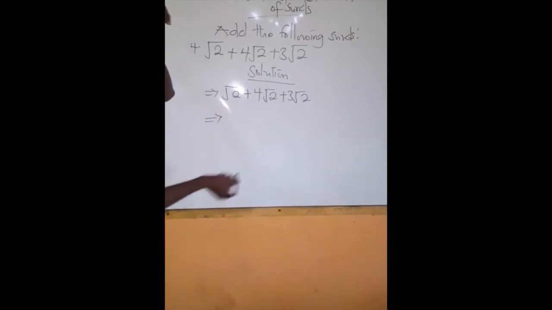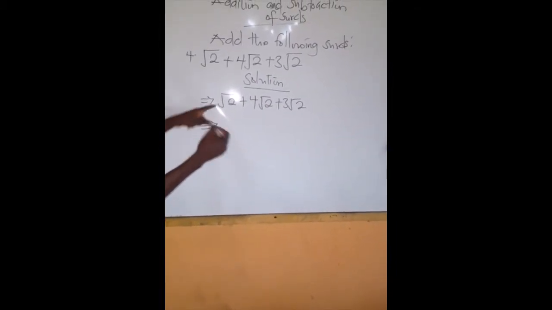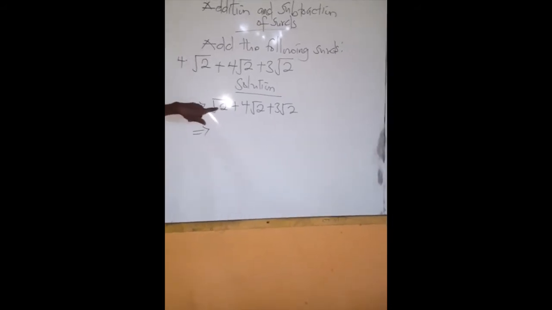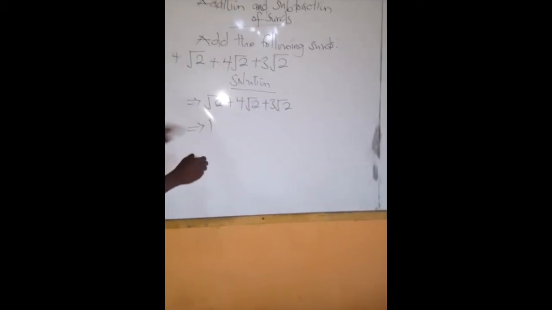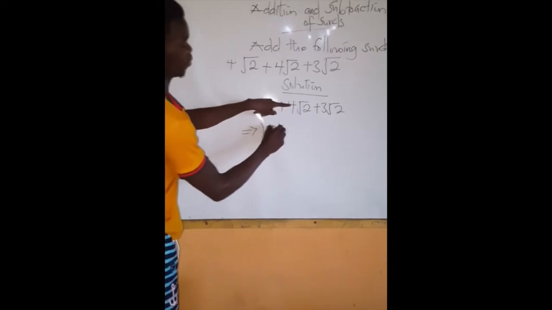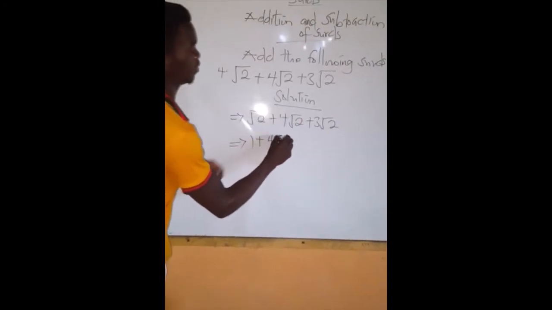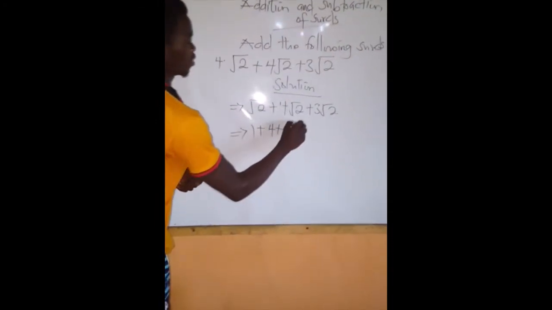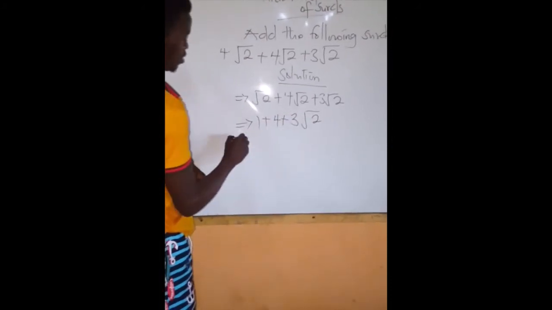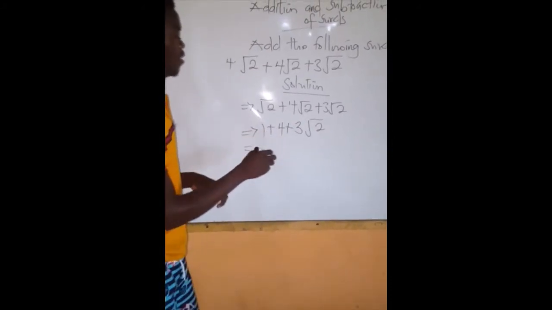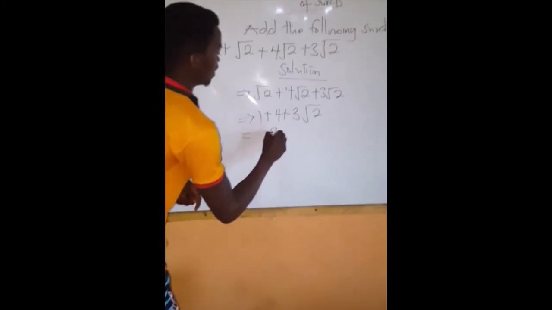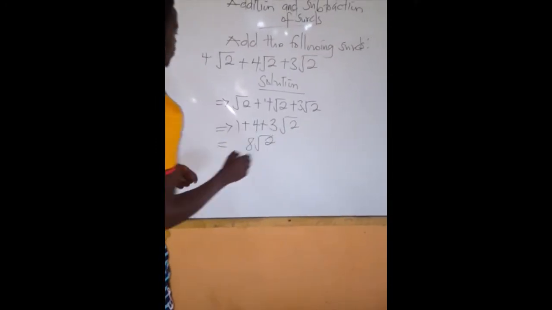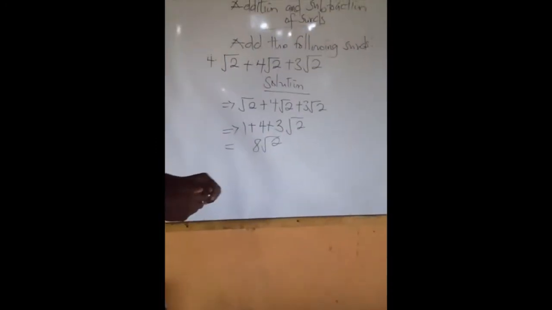So root 2 plus 4 root 2 plus 3 root 2 is going to give us, we are adding the numbers outside the square root. So here the number outside the square root will be 1. Then plus 4 plus 3. Then you pick one of the square roots, which is 2. So 1 plus 4 gives 5 plus 3, then you get 8 root 2. Okay.